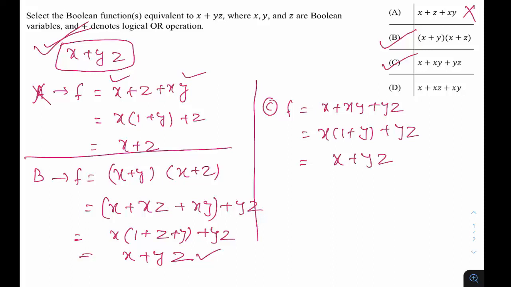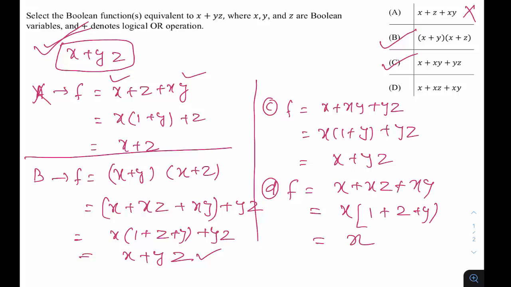But what about option D? If I check D, the function value is x plus xz plus xy. If I take x common from all of it, it is 1 plus z plus y. So 1 plus something is 1. This is x. But my requirement is x plus yz. So this is not satisfying. So B and C are the right options for this. So the answer is option B and C. It's an MSQ question, so no surprise, more than one option can be correct.